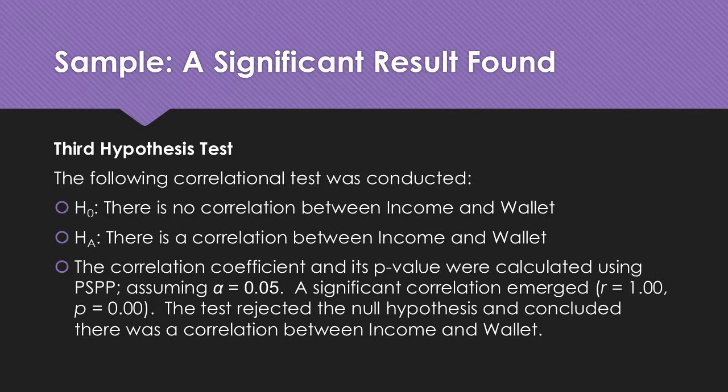Our data states that R is 1.00, a very strong positive correlation, and our p-value is 0.00. In this case, because the p-value is 0.00, this indicates we have strong evidence from the sample that the null hypothesis can be rejected. Therefore, we will say that there is a correlation between income and wallet.